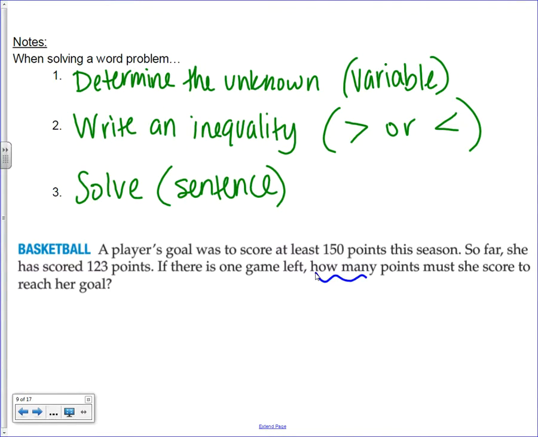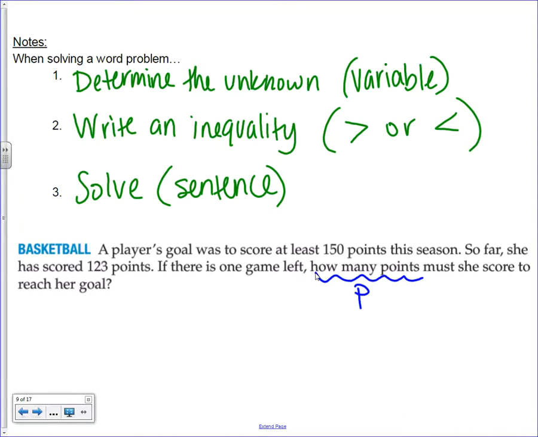So how many points? What do you want to use? P, H, I don't really care what you use as long as it's not an O. Okay, now, when we do these problems, I want you to tell me what the cutoff is, what the goal is, what the end number is, and what is that here? 150, right? That's what her goal is.